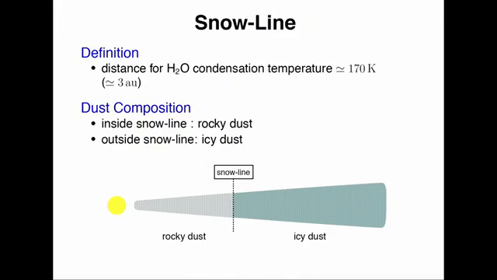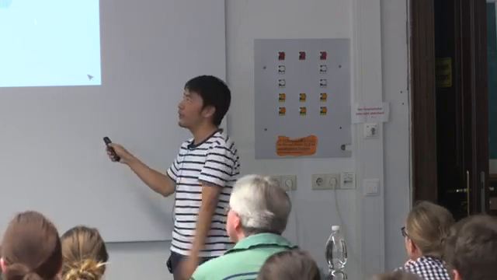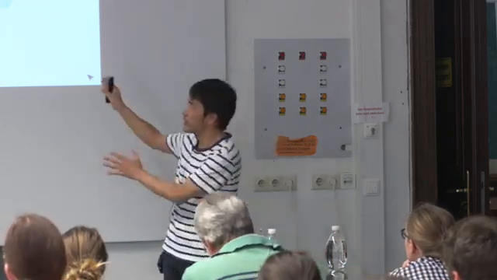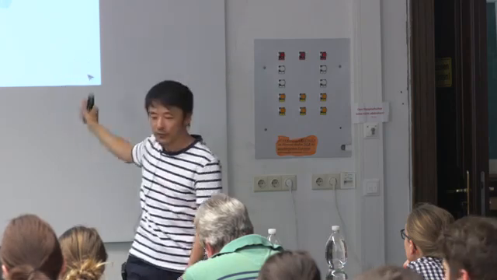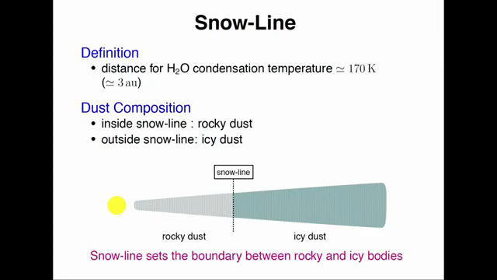And inside 3 AU, the dust is almost rocky, and outside the snow line it is icy. Of course, inside we have rocky dust, but assuming the solar abundance, H2O is about 4 times more here, beyond the snow line. So we say the main component of dust is icy outside the snow line, and this snow line sets the basic boundary between rocky and icy bodies. Well, of course, we know they migrate, but for the formation, this snow line is the boundary, right?